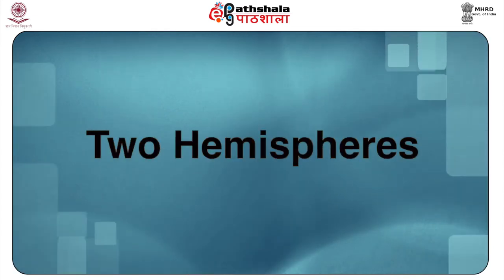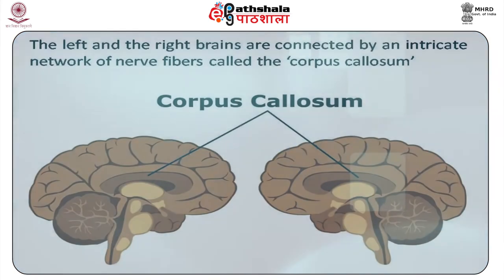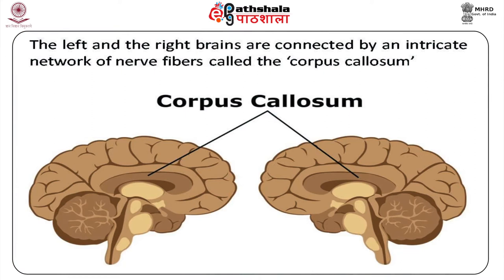Let us now understand the two hemispheres of our brain. Imagine looking down through the top of your head onto the cortex of your brain. You would see that it is made up of two halves called hemispheres. On the left is the left brain and on the right is the right brain. The left and right brains are connected by an intricate network of nerve fibers called the corpus callosum. It was the ancient Egyptians who first noticed that the left brain tends to control the right side of the body, while the right brain tends to control the left side of the body.